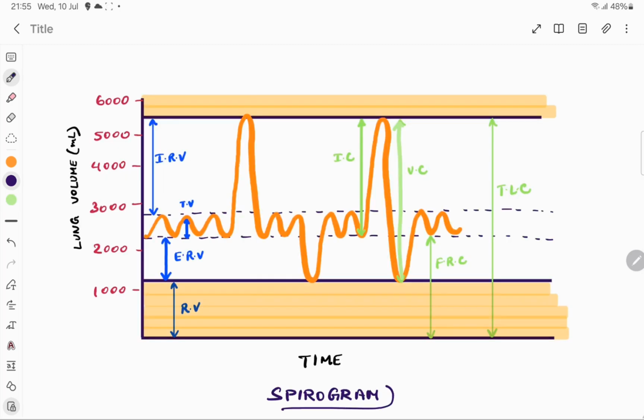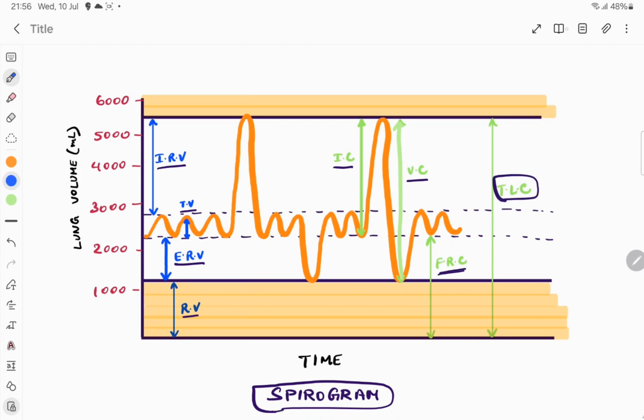Here we can see the volumes and capacities as a spirogram. You can see the IRV, tidal volume, expiratory reserve volume, residual volume, inspiratory capacity, vital capacity, FRC, and the total lung capacity. The blue color on the left side are all the volumes, and the right side green color are all the capacities.